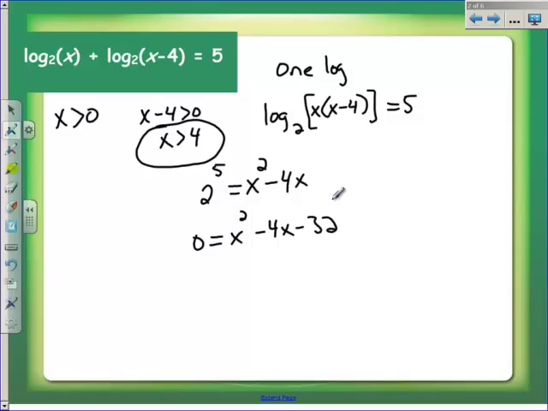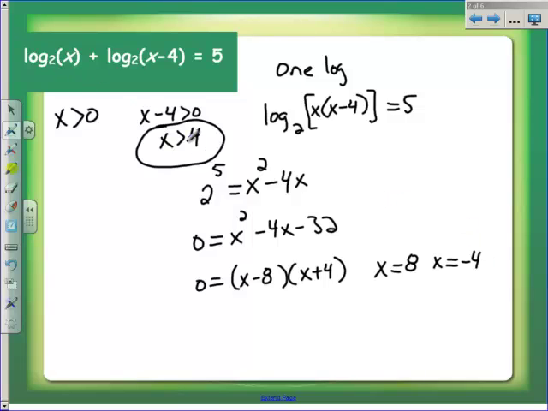Let's see if we can factor this. We've got the factors of negative 32 that add to negative 4. That's going to be x minus 8 and x plus 4. And then we set these both equal to 0, so we get our two solutions of x equals 8 and x equals negative 4. But I better be careful.